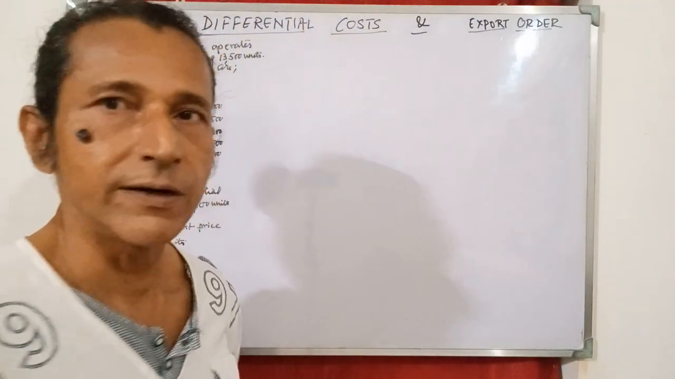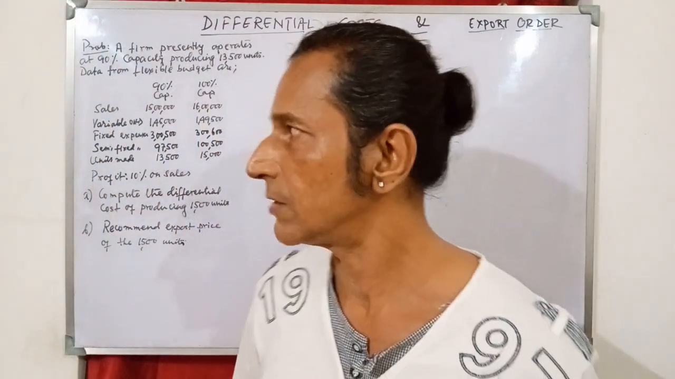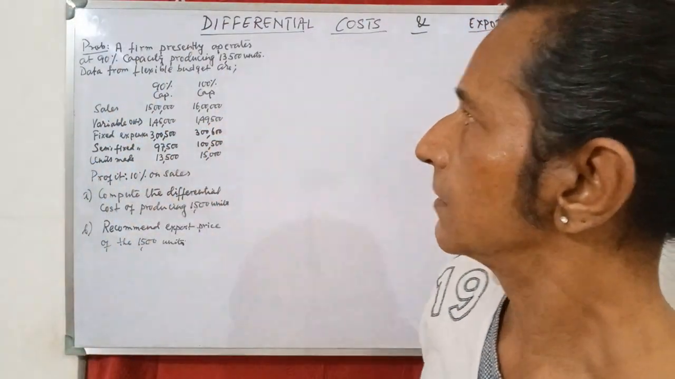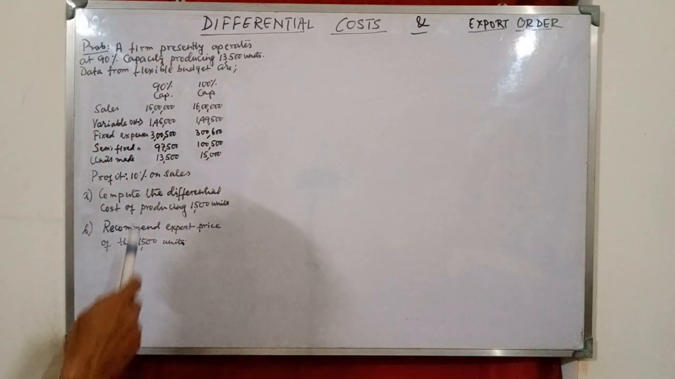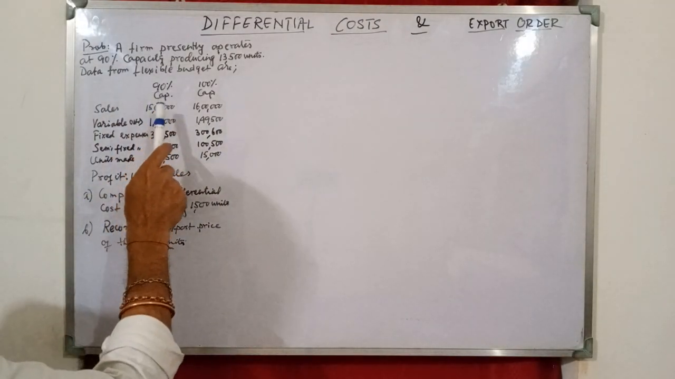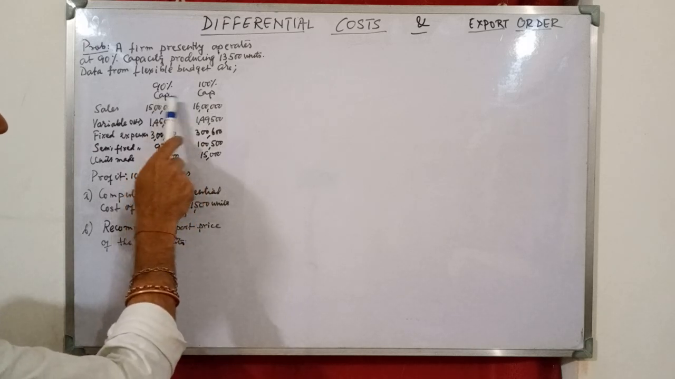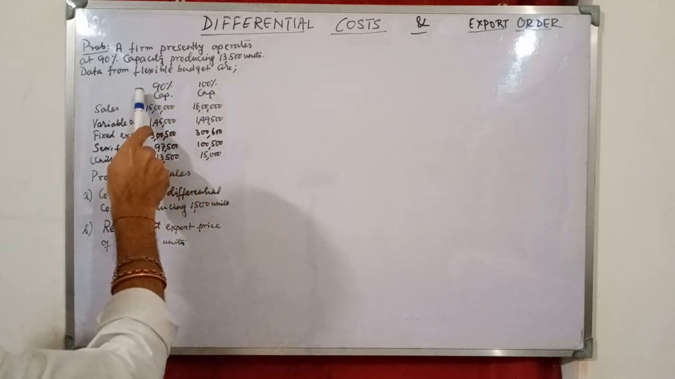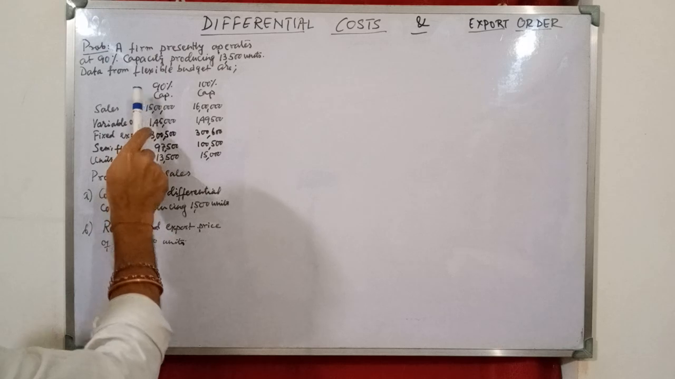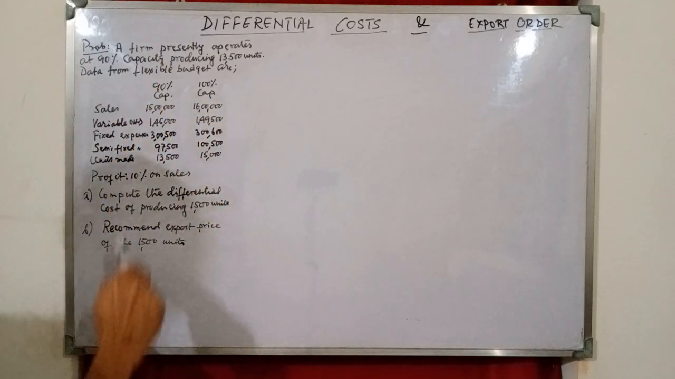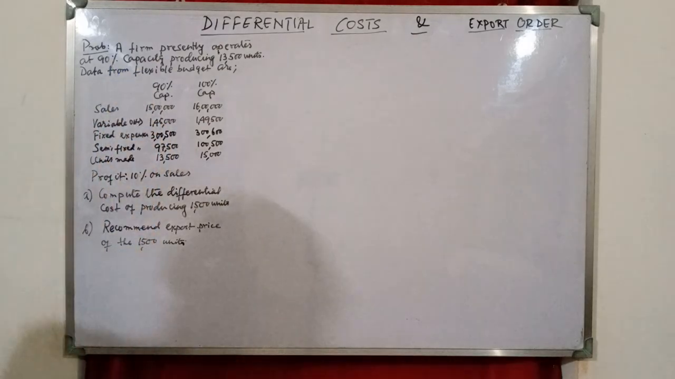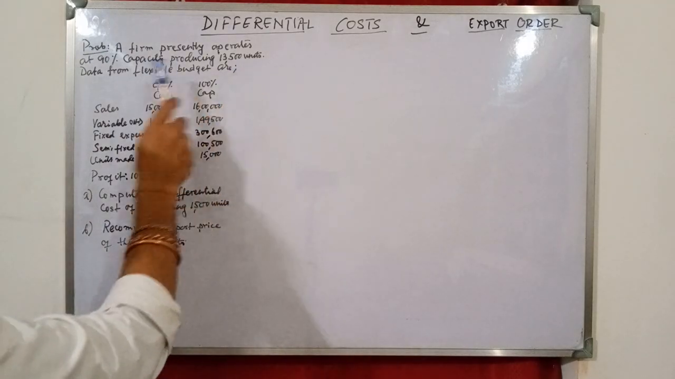Today I will solve one numerical problem. Here the data are given for two different capacity utilizations. One set of data is for 90% capacity and another set is for 100% capacity. Now the problem goes like this. A firm presently operates at 90% capacity, producing 13,500 units.